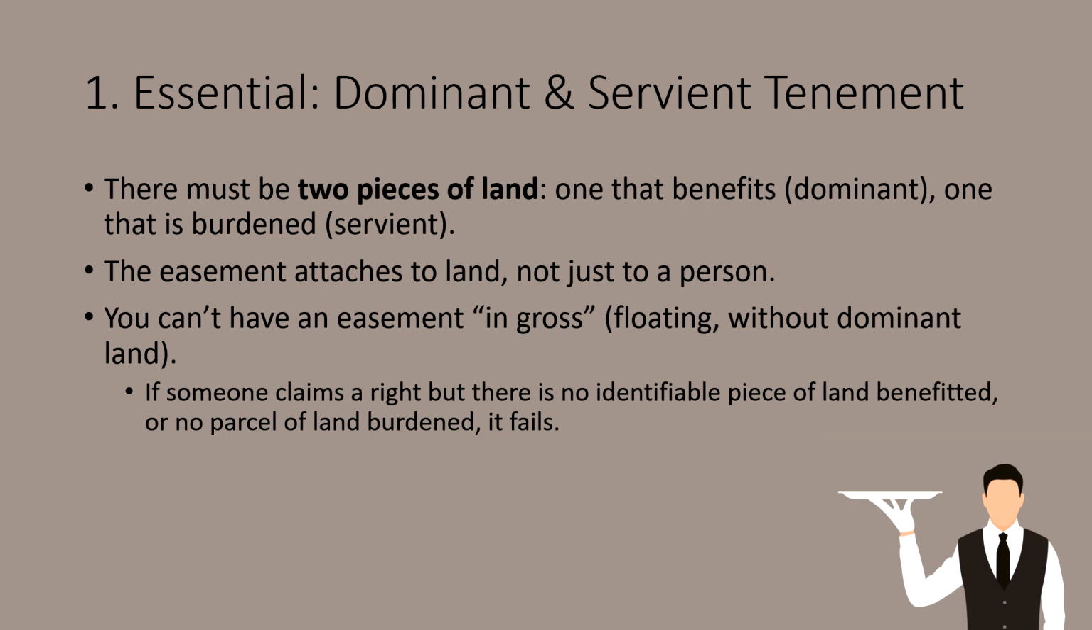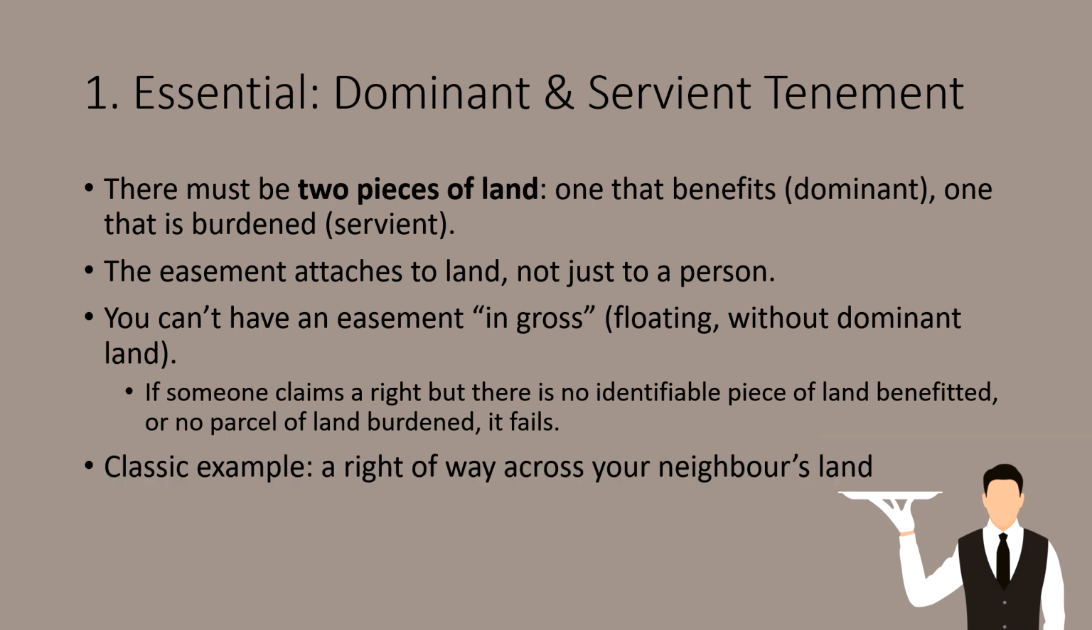So if you are claiming a certain right for yourself, but there isn't really any piece of land that benefits from it, nothing that is identifiable, or maybe there isn't any parcel of land that's being burdened, then this means that the easement must fail. And a classic example for the first condition here, the first essential, is that you have, for example, a right of way across your neighbor's land.